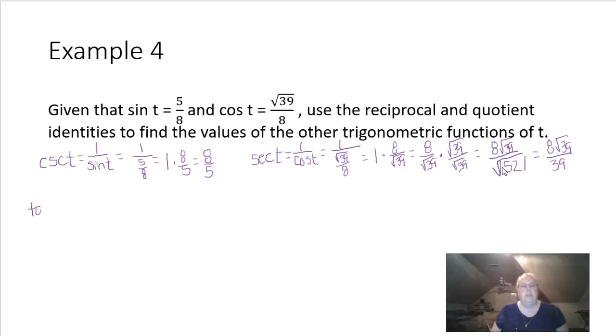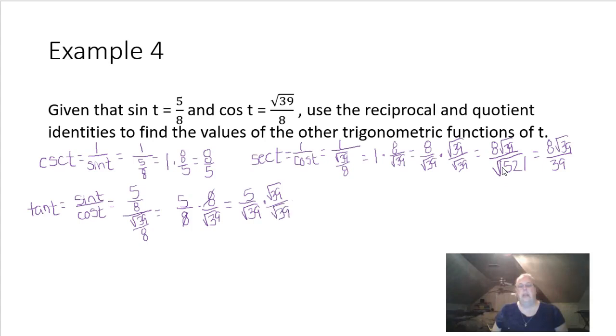All right, now the tangent. The tangent of t, we will use the quotient identity, which says this is the sine of t divided by the cosine of t. The sine is 5 over 8. The cosine is the square root of 39 over 8. This turns into 5 over 8 times 8 over the square root of 39. The 8s are going to cancel. We're left with 5 over the square root of 39. And then let's rationalize the denominator. So the square root of 39 over the square root of 39. This will give me 5 times the square root of 39 over the square root of 1,521. And I know the square root of that is 39. So it looks like the tangent is 5 times the square root of 39 over 39.